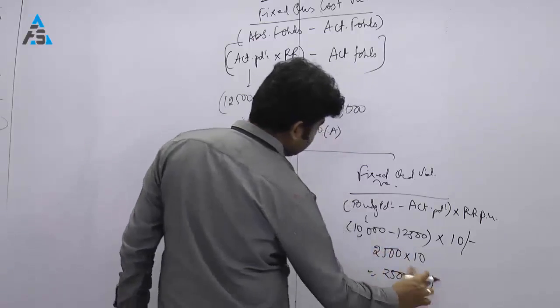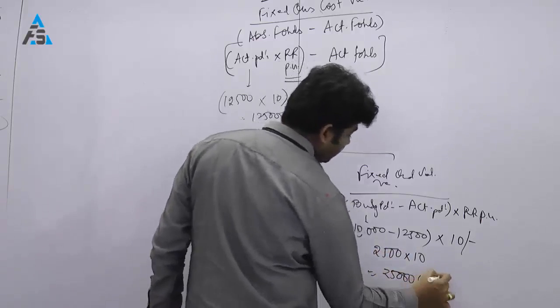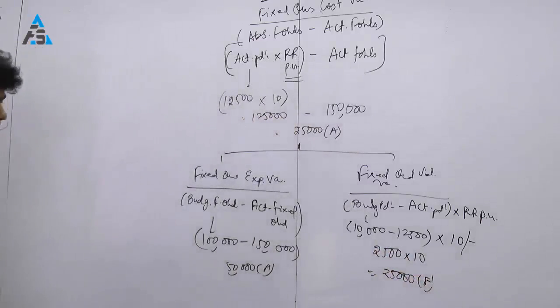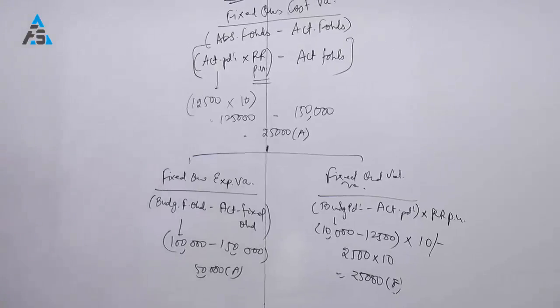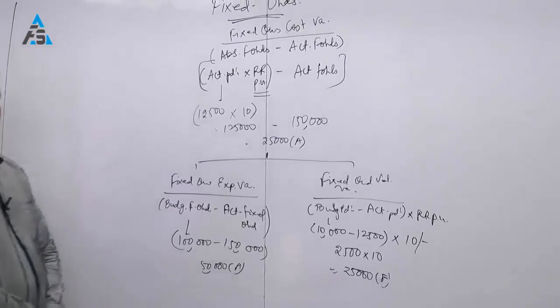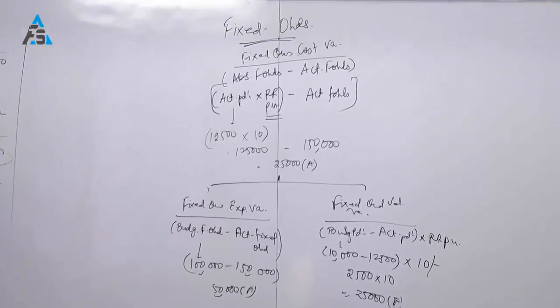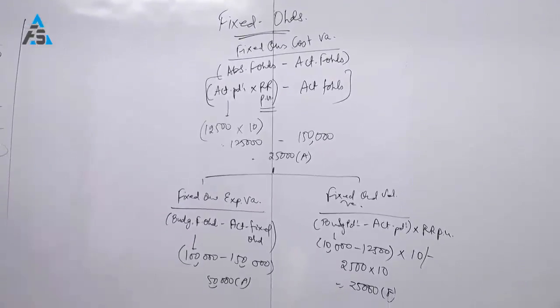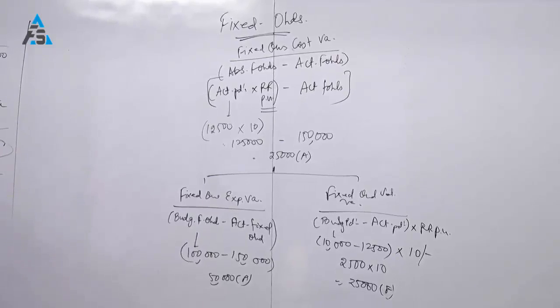25,000. I will say this is favorable because I have produced more and as a result I have absorbed more. Correct? So this is 25,000 favorable, 50,000 adverse, giving me a total of 25,000 adverse. Any questions, anybody? So this is about my fixed overhead cost variance, fixed overhead expenditure variance, fixed overhead volume variance.